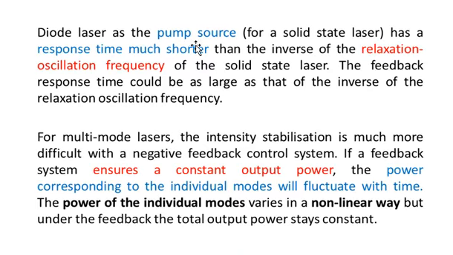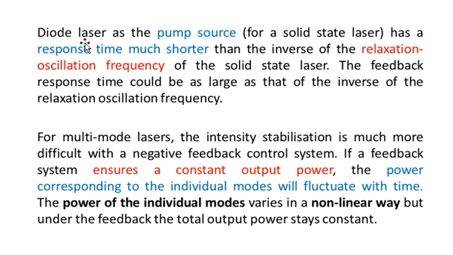A diode laser as the pump source, which may be used as a pump source for a solid state laser system, has a response time much shorter than the inverse of the relaxation oscillation frequency. So what is the meaning of relaxation oscillation frequency? When a laser is switched on, in the beginning the laser is highly unstable. That is, the amplitude of the output laser beam is highly unstable, and after some time it takes some time to stabilize. That is called the relaxation oscillation time, or equivalently in terms of a frequency it is called the relaxation oscillation frequency. So after the relaxation oscillation time, the laser intensity is somewhat stable.